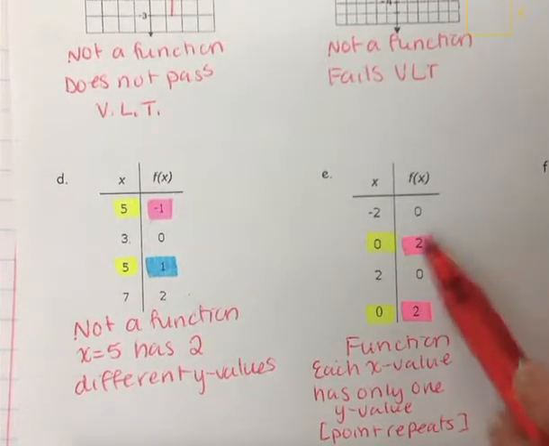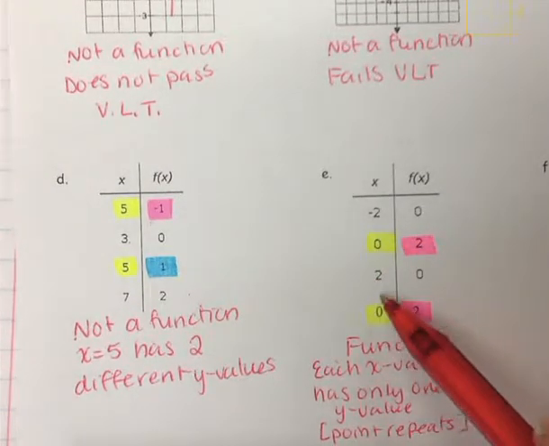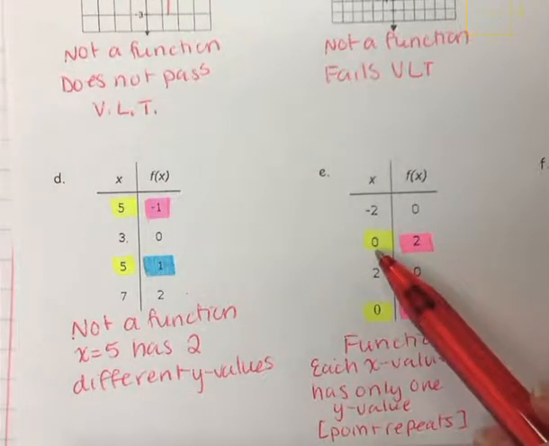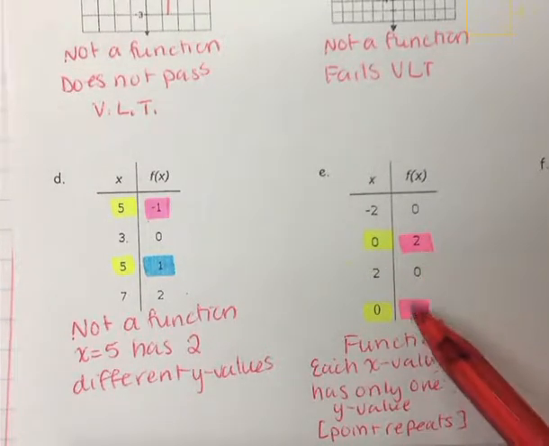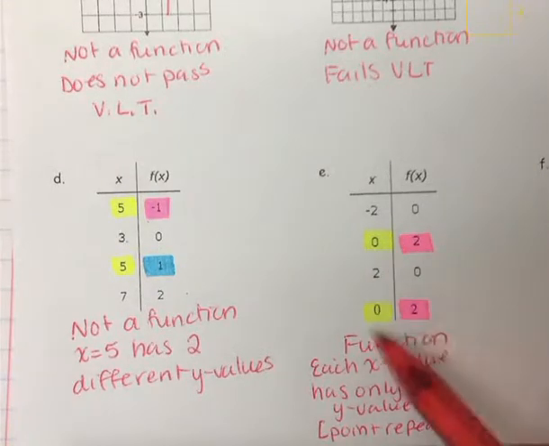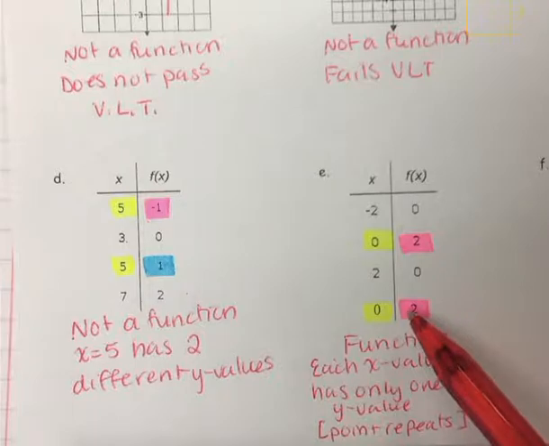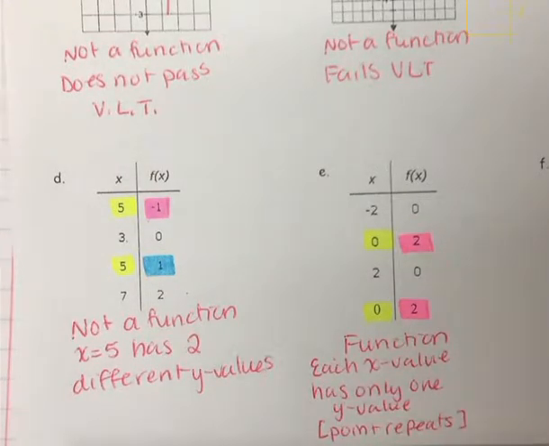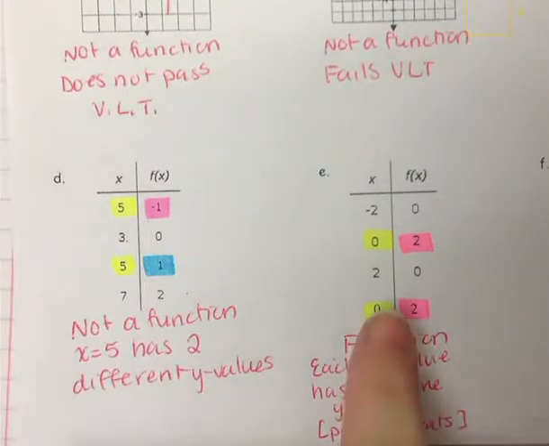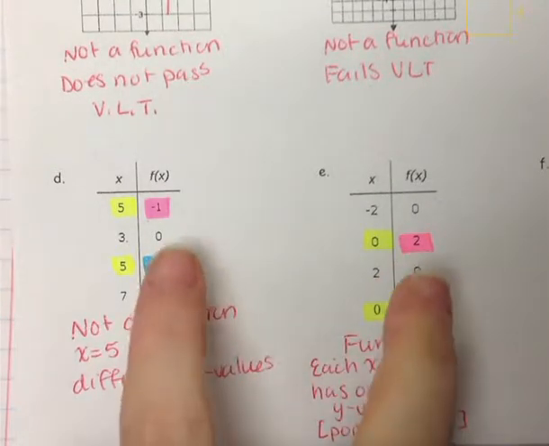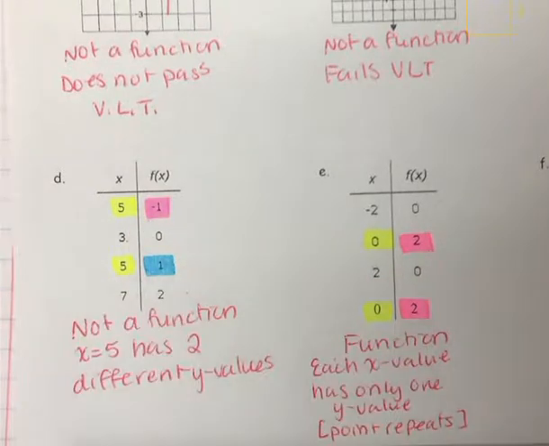The x values, if they repeat, does not automatically mean not a function. You have to then look at the y values to see if those also repeat. So if the entire coordinate repeats, you only have to graph that once. I wouldn't draw a vertical line through that, or it would only still cross once. So that would still pass the vertical line test. So you always have to look to see, are the y values also repeating with the repeating x values.